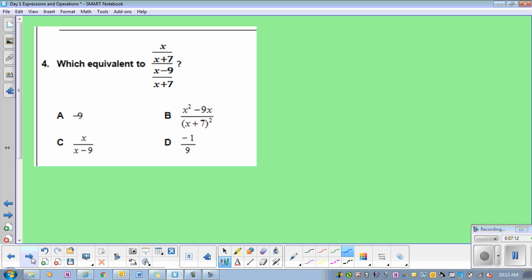Which is equivalent to this? Oh my goodness, a complex fraction. Sabrina, you know how much I love complex fractions, right? They're so exciting. It's basically a fraction divided by a fraction, but it looks so funny. It just looks like a weird tower. Let's draw our fraction bar a little bit longer so that we can see clearly where the two fractions are.